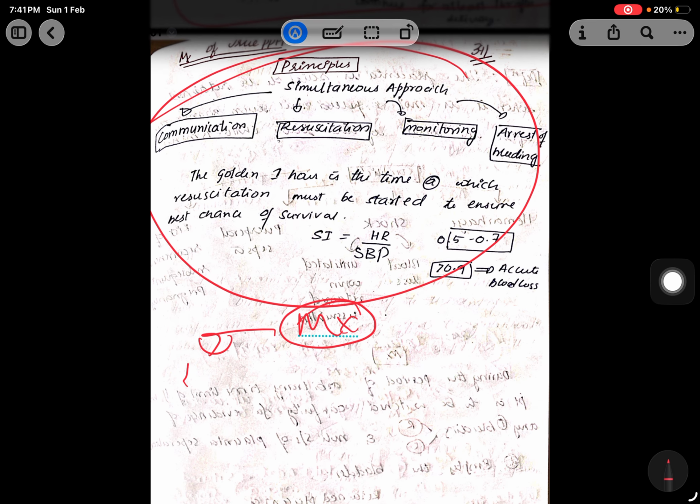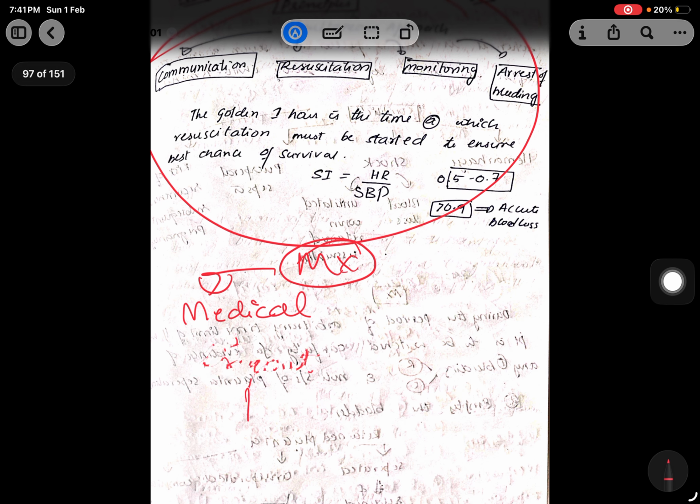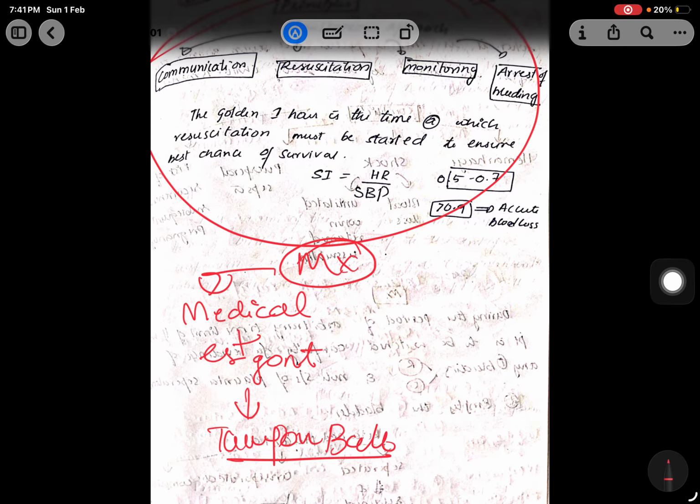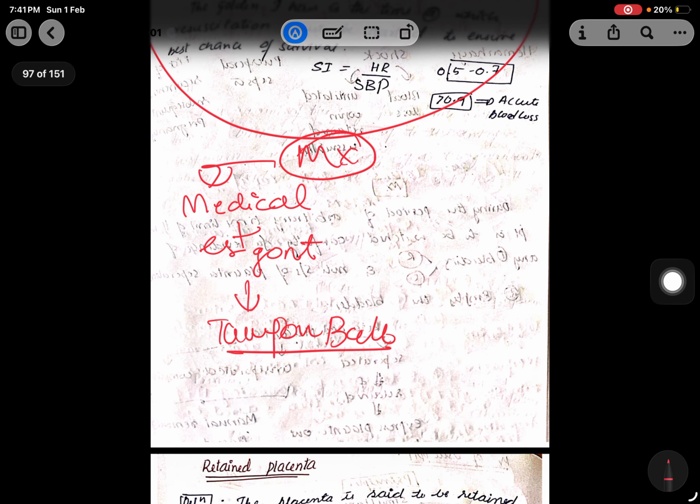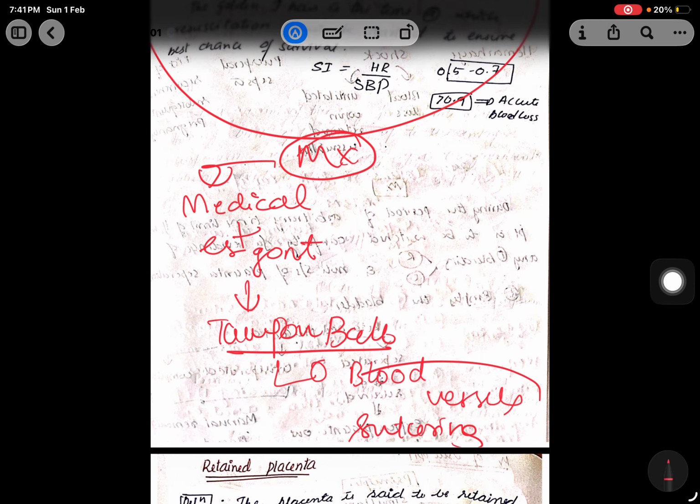First, you try with medical management. At the last, you go with ergometrine, which causes continuous contraction. Then you go with tamponade, that is balloon tamponade, using the Bakri balloon. Then again you go with blood vessel suturing. So this is how you broadly go. Based on this, we'll discuss at the end what to do.